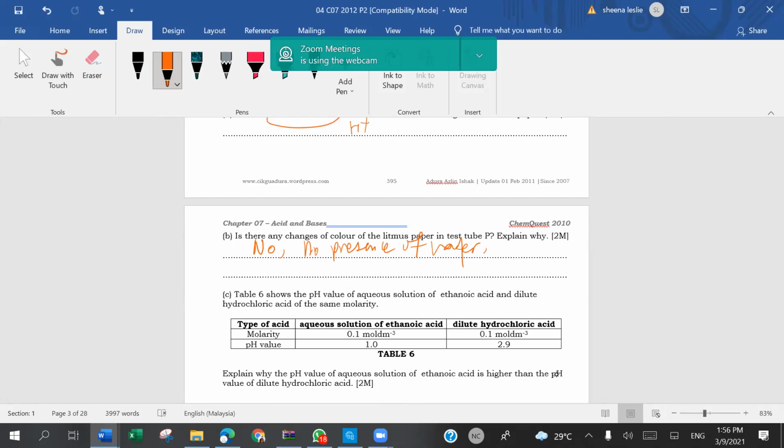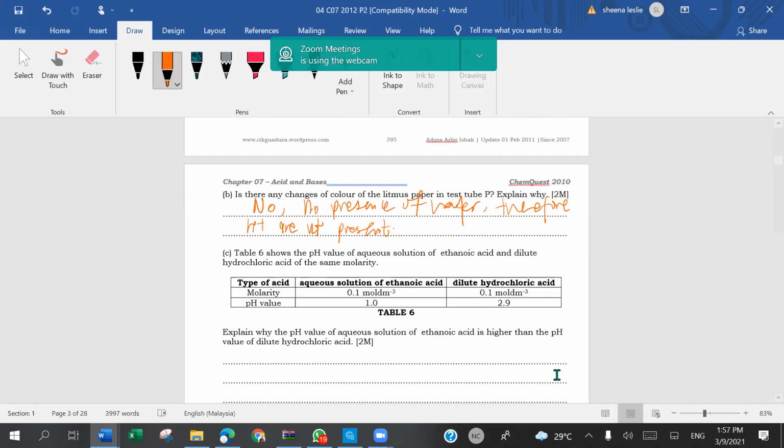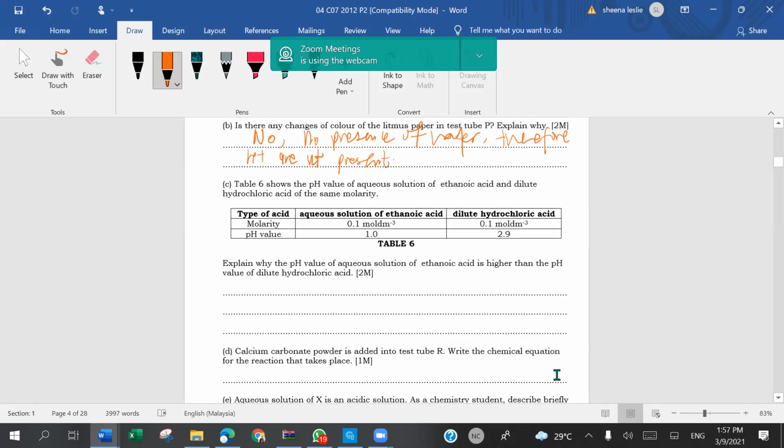I don't really care about the water. What do I actually want? No hydrogen ions. Very good. Therefore, hydrogen ions are not present. That is the key thing. The reason why I can't show any reaction is because there are no hydrogen ions. Okay, you did this in class with me this morning.